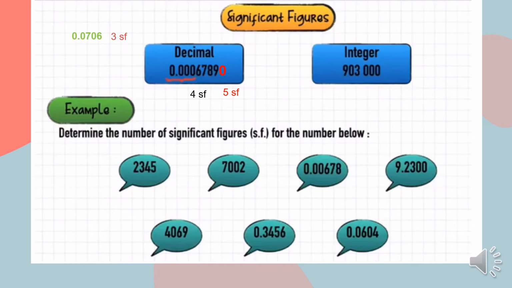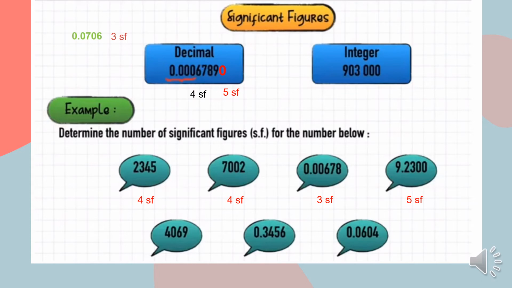Okay, so for example, 2345. What is the significant figures for this one? Okay, good job. It is 4 significant figures. Okay, 7002. Yeah, 4 significant figures. Why is it 4? Because we know that 0 in the middle is counted as significant. Then how about 0.00678? It looks similar to the previous example I gave you. Good job. It is 3 significant figures, because again, 0 in the front is not counted.